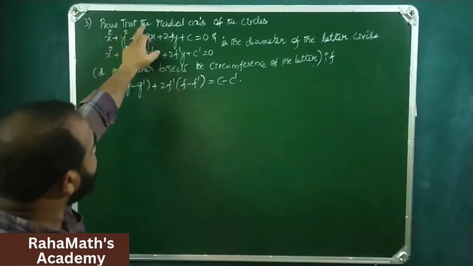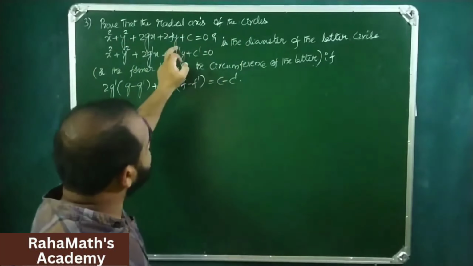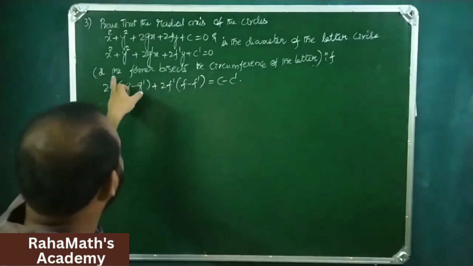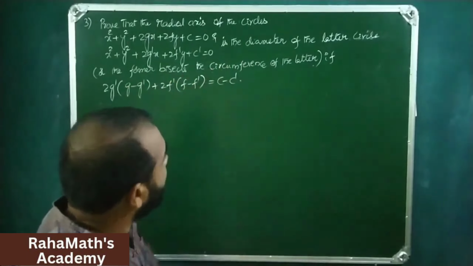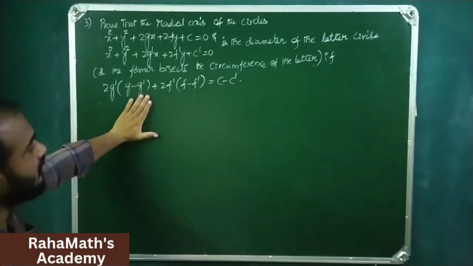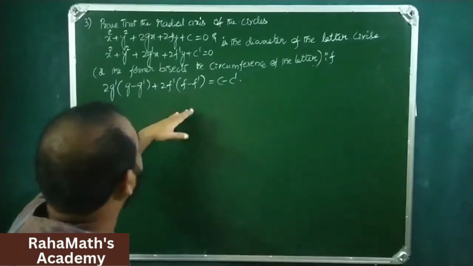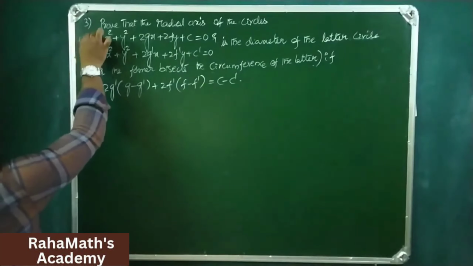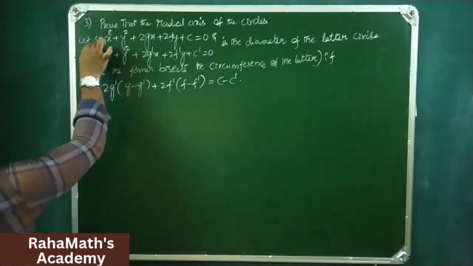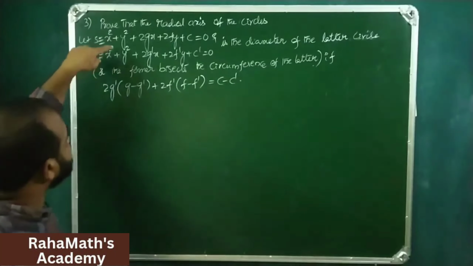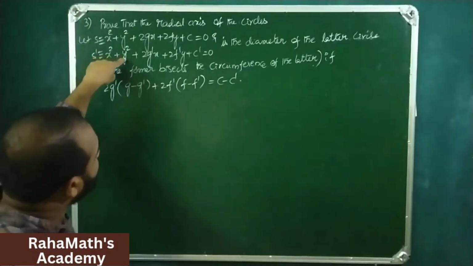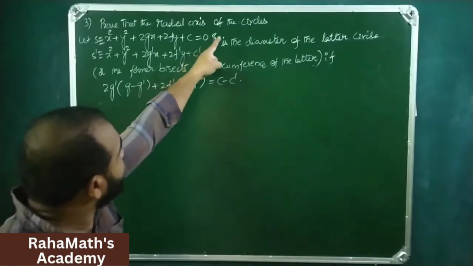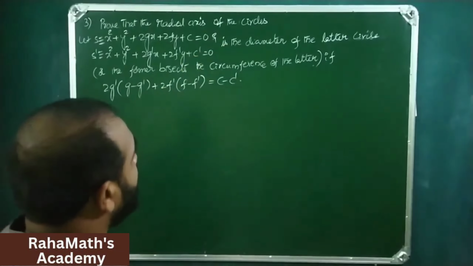Prove that the radical axis of the circles is the diameter of the latter circle, or the former bisects the circumference of the latter. This is the condition to be proved. That means there are two circles given, S and S dash. Former means this and latter means this. Then the radical axis of the circles is the diameter of the latter circle.